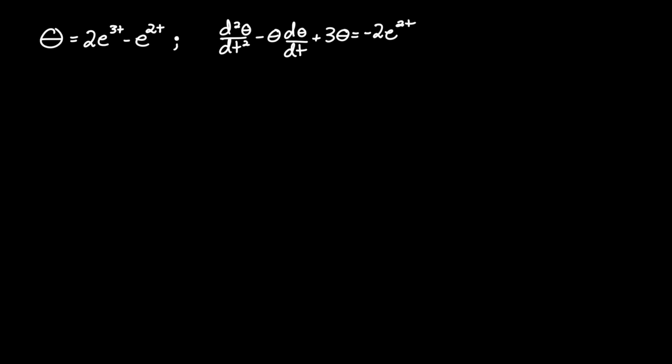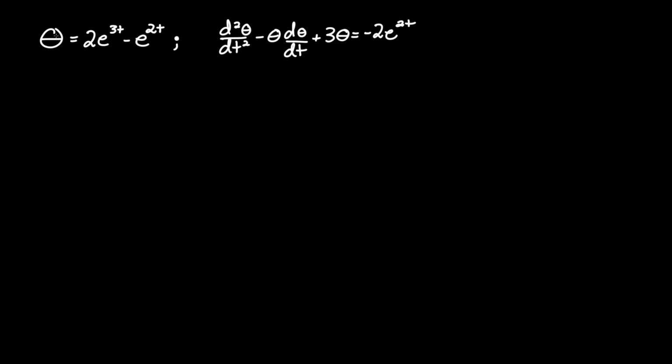Determine if theta equals 2e^(3t) minus e^(2t) is a solution to the differential equation d squared theta dt squared minus theta times d theta dt plus 3 theta equals negative 2e^(2t). So get ready because I'm about to say e and t a lot.